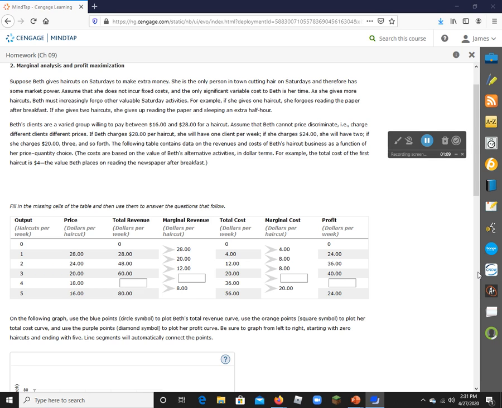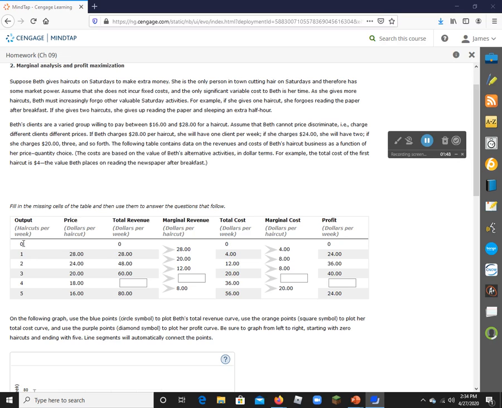For example, if she gives one haircut, she forgoes reading the paper after breakfast. If she gives two haircuts, she gives up reading the paper and sleeping an extra half hour, etc. So here, Beth's clients are a varied group, willing to pay between $16 and $28 for a haircut. Assume that Beth cannot price discriminate, i.e. charge different prices to different clients. If Beth charges $28 per haircut, she will have one client per week, $24, two clients, and so forth. The following table.